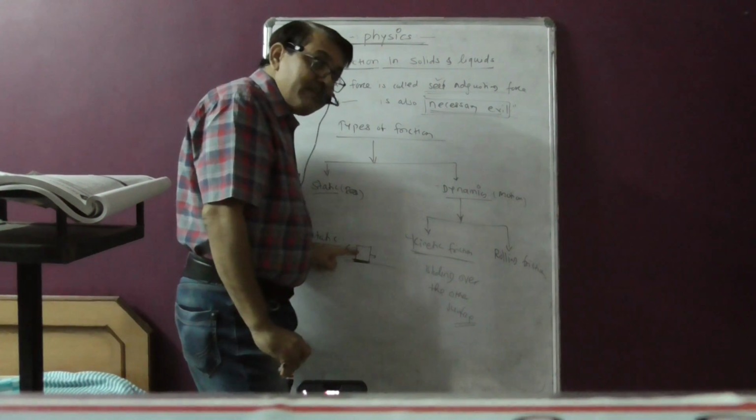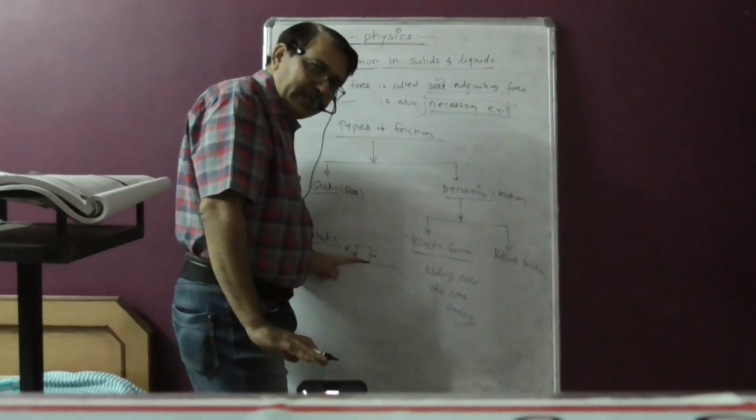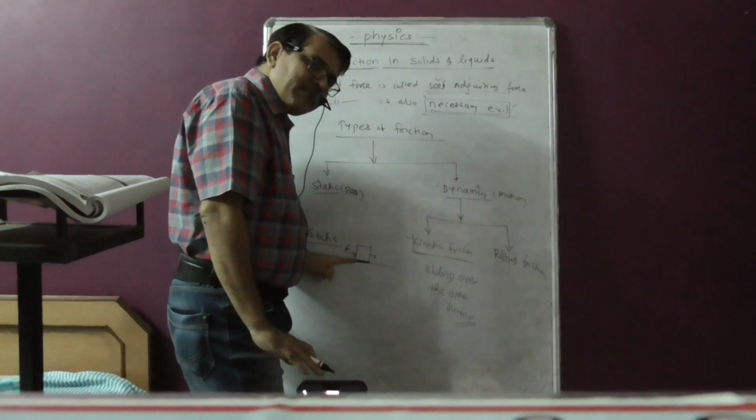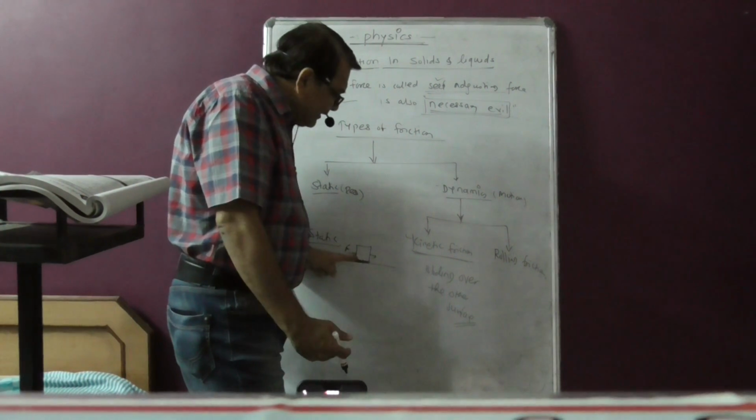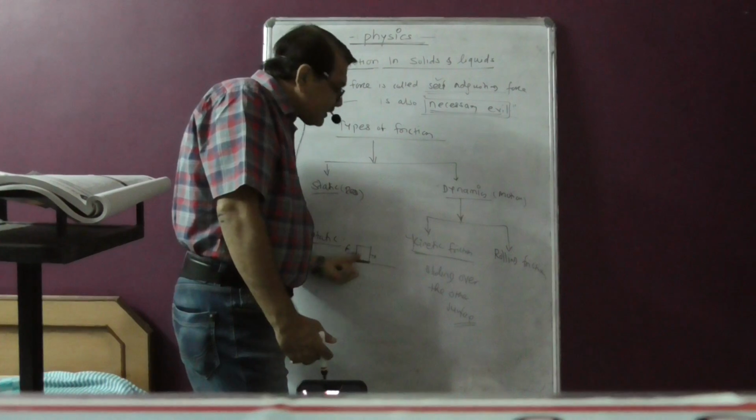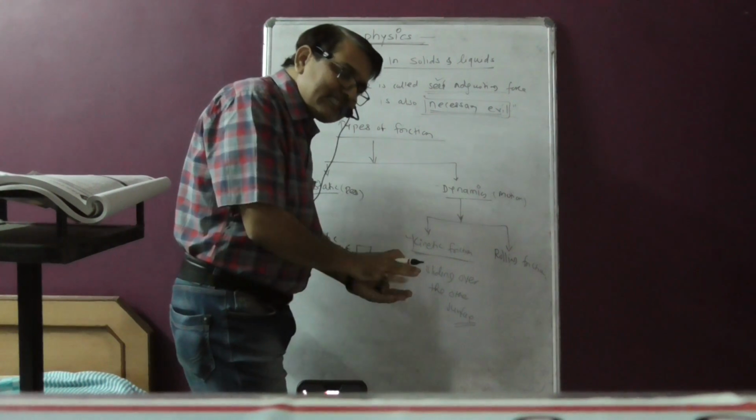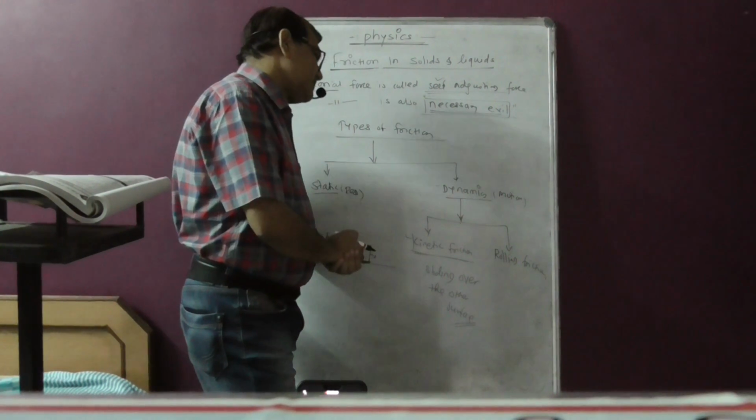That is also called the limiting static force of friction. Means more force will be required. But once it starts moving, it will require less force as compared to static force, and then the body starts sliding over the other surface.